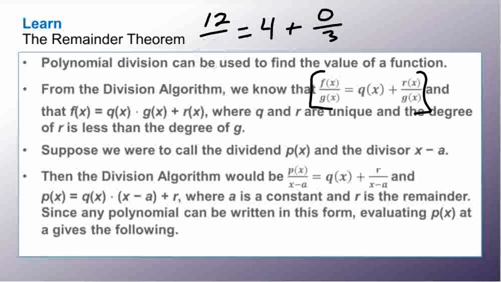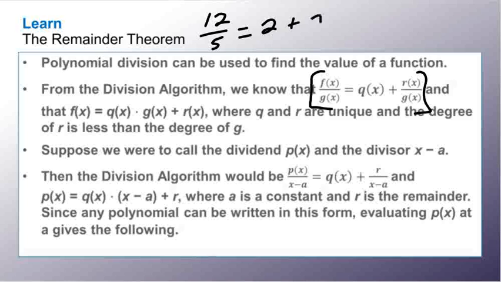Or if I said 12 divided by 5, 5 goes into 12 2 times, so our quotient would be 2 plus a remainder of 2, and this would be 2 over 5. So 2 plus 2/5 would give us our answer.